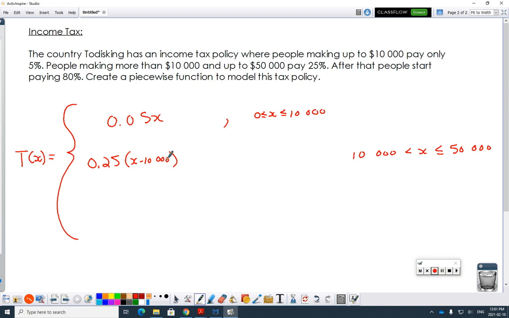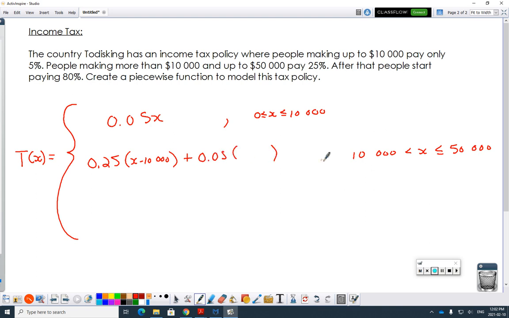But you're not done yet. Yes? You just got a freebie on $10,000 worth of tax there that you didn't pay your tax on. You don't have to pay the 25% on that. What do you got to pay? What rate do you pay on your $10,000 that you made originally? Oh yeah, the 5%, the original 5%.